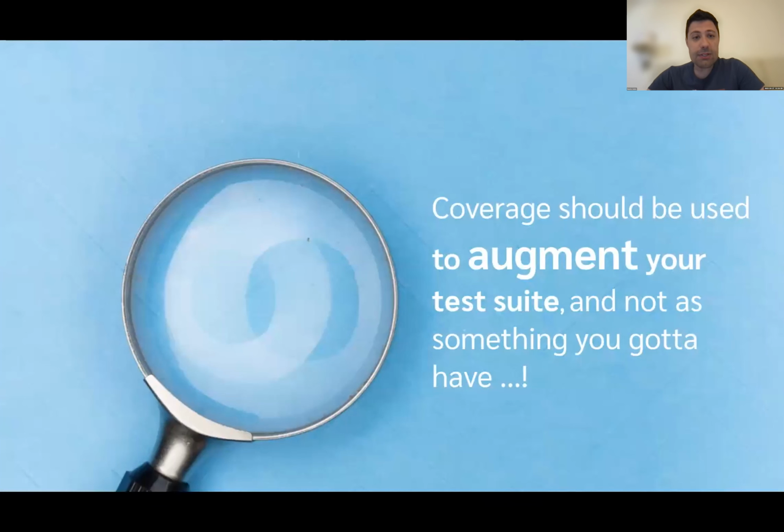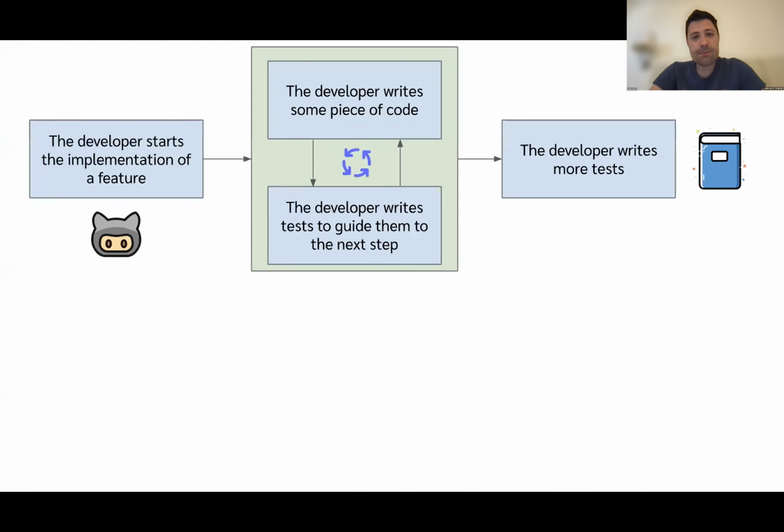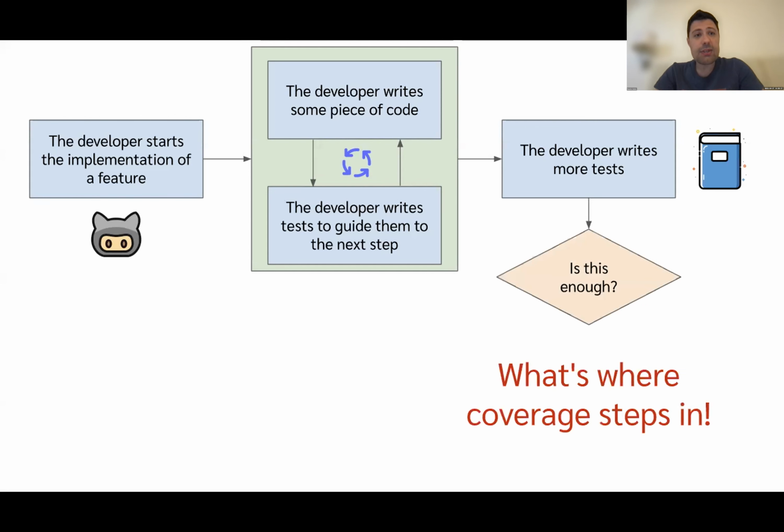First of all, code coverage should be used to augment, to improve your test suite, and not as something you just have to have, right? What do I mean by augment the test suite? So think of how developers write software. You get some functionality to implement. You then start some loop of implementing a little bit of production code, then a little bit of test code. It doesn't matter if you do test-driven development or not. At some point, you're just kind of done. And then a big question arises. And the question is, is this testing enough? Did I test everything I had to test?